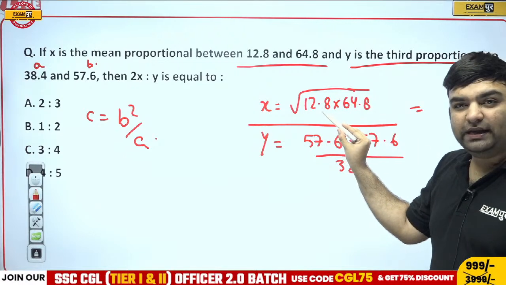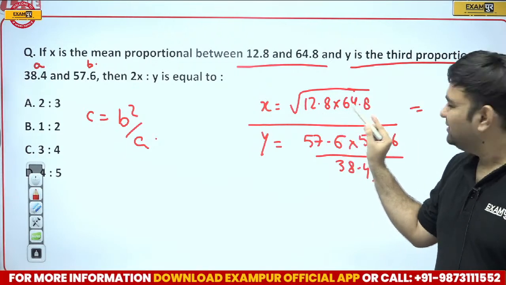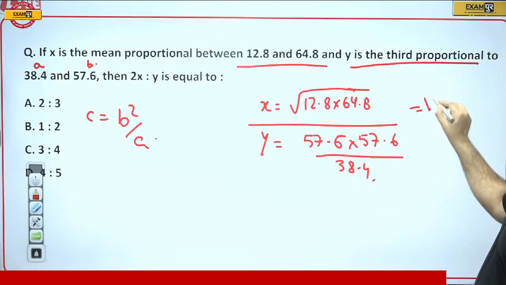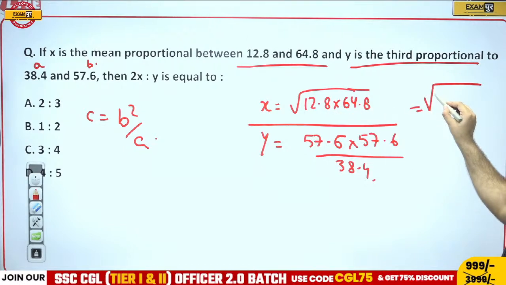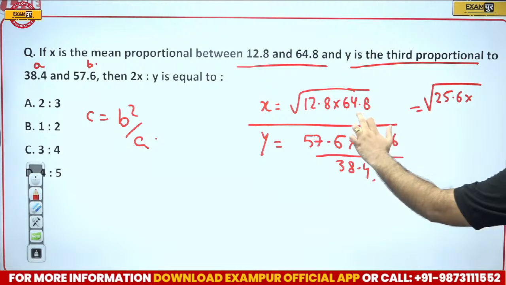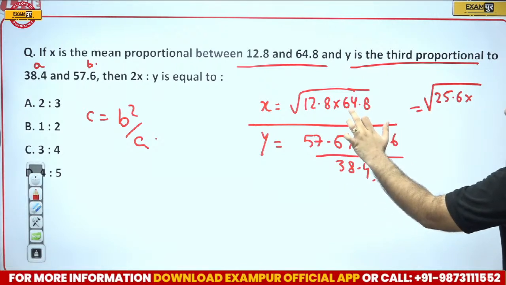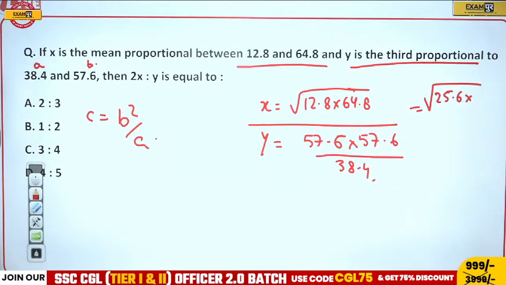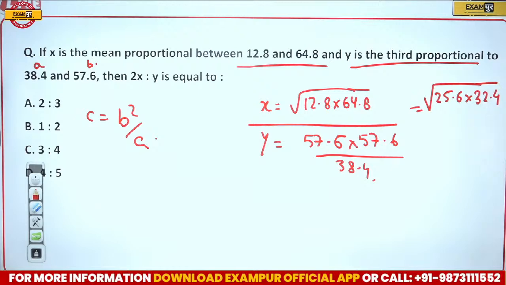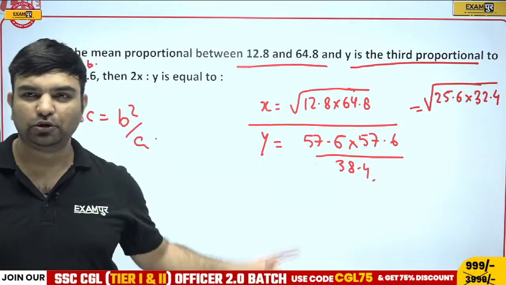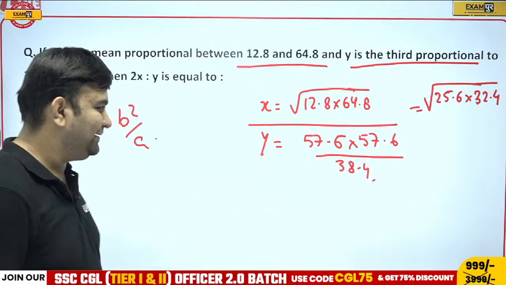Is 128 a perfect square? No. So make it 256. Taking 1, 2 out of 256, only 3, 2, 4 will remain. Both of them are perfect squares. I think you have observed this point, that both of them are now perfect squares.